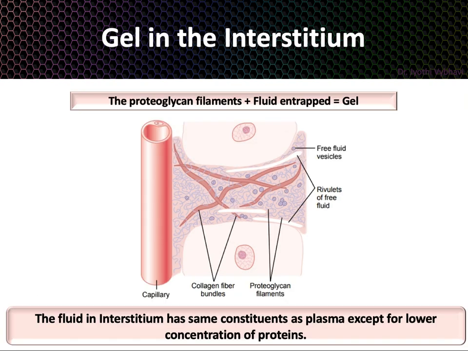And the gel in the interstitium, yes, the fluid in the interstitium, whatever fluid is coming here, is coming from the capillary, isn't it? All the constituents are derived by filtration and diffusion from the capillary to the interstitium. The only major difference between the interstitium and plasma, as we have discussed, is the proteins.